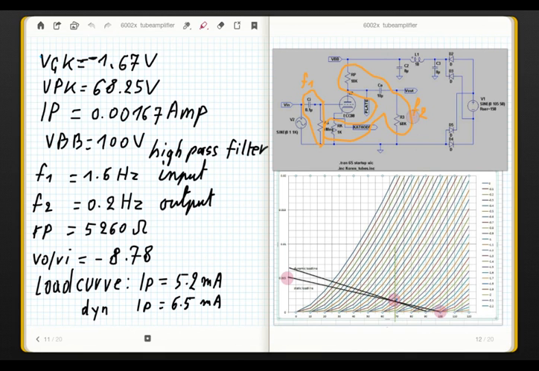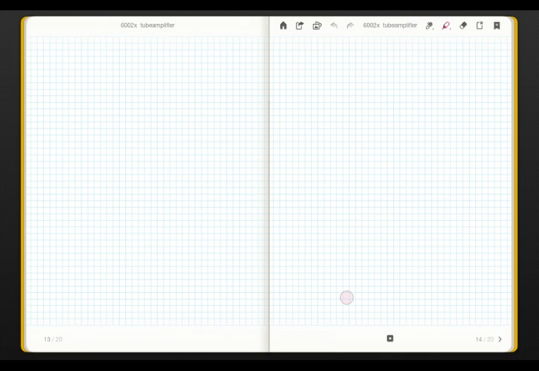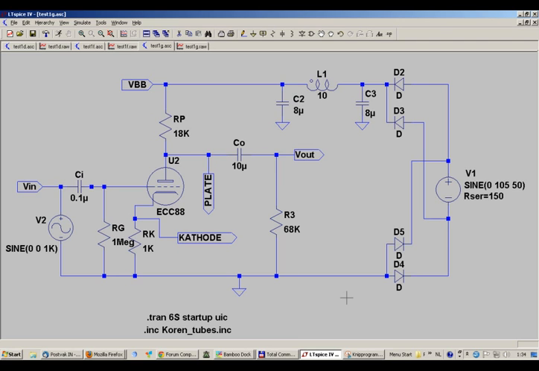For alternating current, this capacitor will be a short, so the load resistor R3 should be added to calculate our load line. So the dynamic load line will be a bit higher, at 6.5 milliamps, than the static load line. So let's look at the LTSpice files.